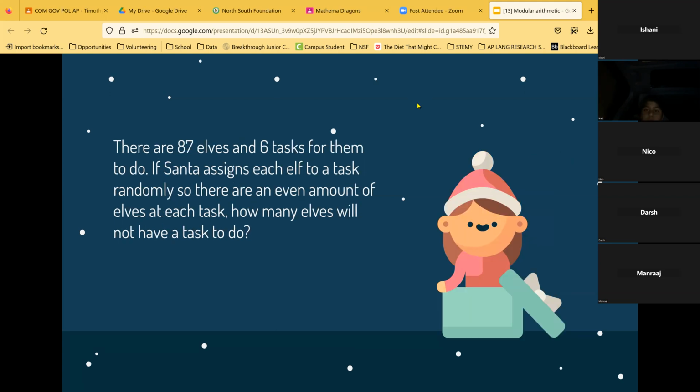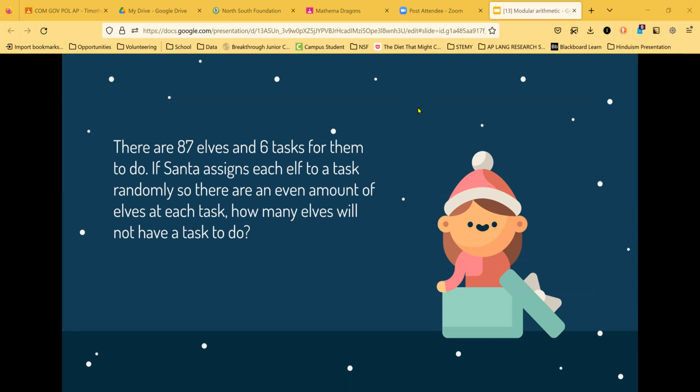And then our last example problem. So there are 87 elves and 6 tasks for them to do. If Santa assigns each elf to a task randomly, so there are an even amount of elves at each task, how many elves will not have a task to do?